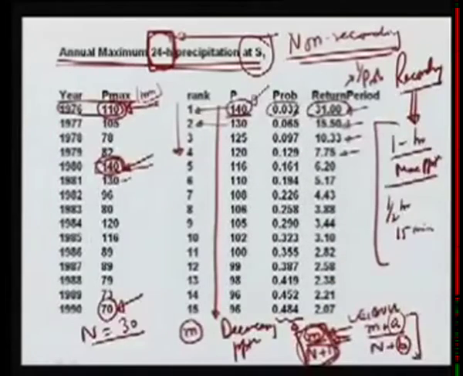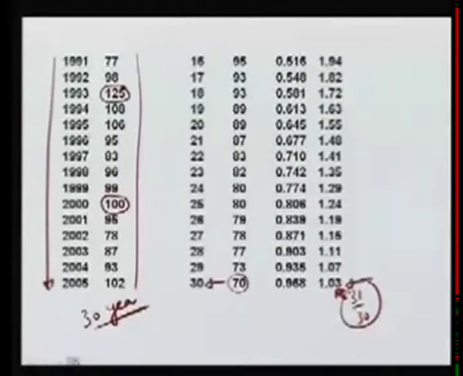So, this table shows us that a rainfall of 140 has a probability of occurrence of 0.032 in a year. A rainfall of 100 millimeter has a 35.5% chance of occurring in a year, and on an average it will occur once every 2.82 years. A rainfall of 70 or more than 70 has a probability of occurrence of 96.8% in a year, and on average it will occur once in every 1.03 years.